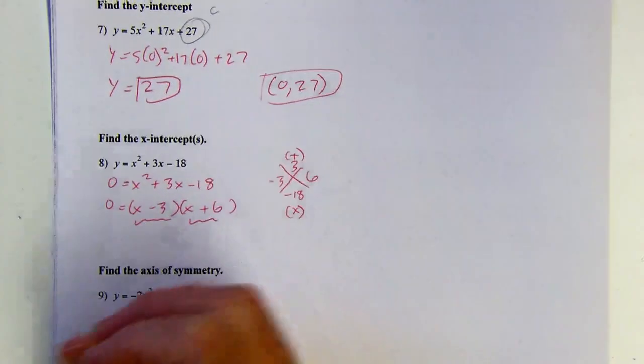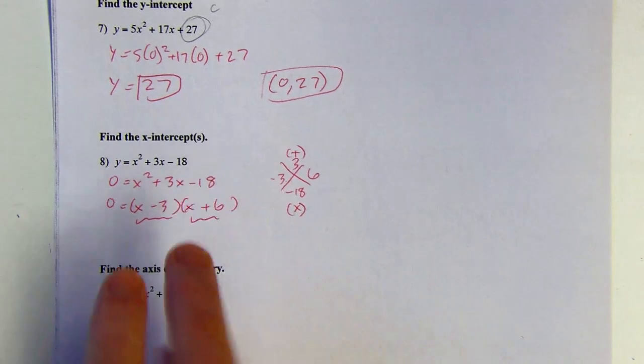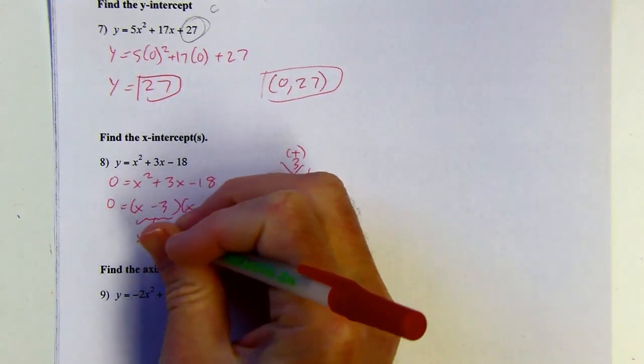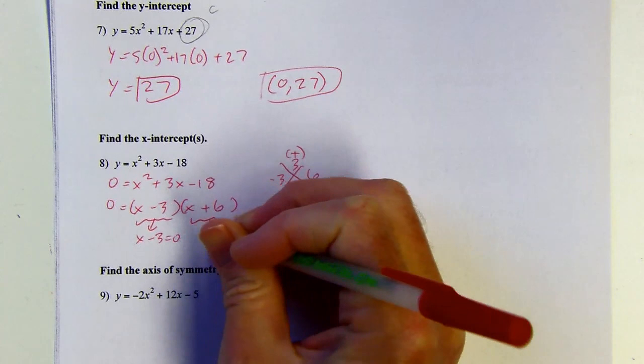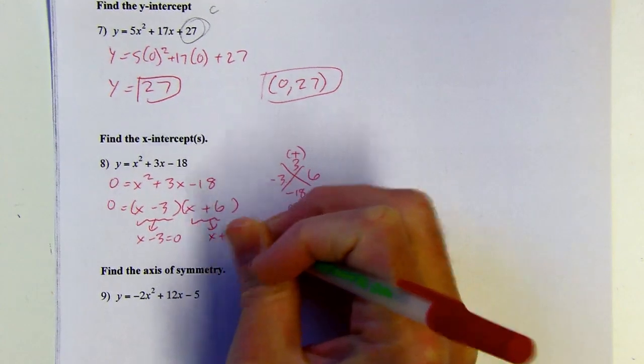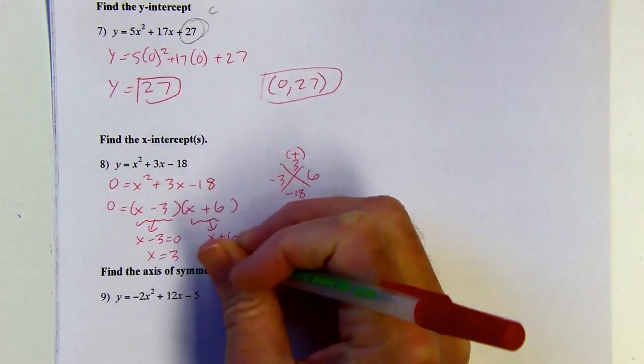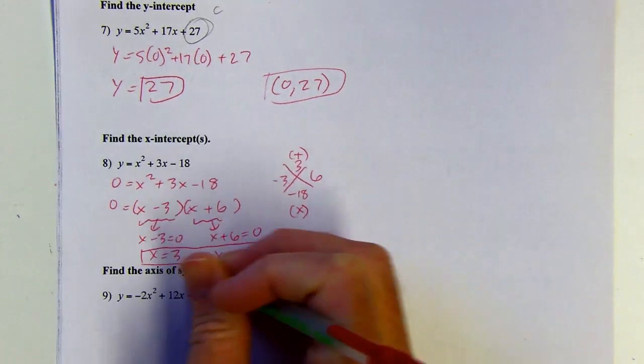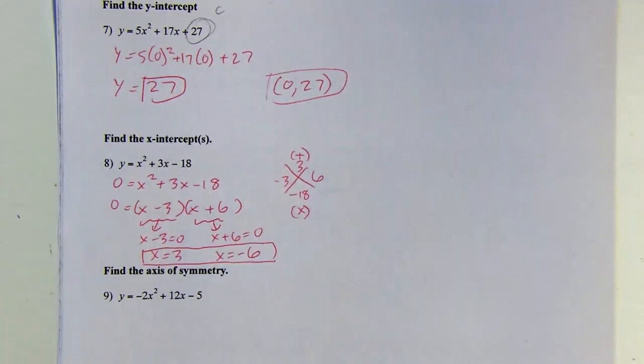But now I've got to use the zero product property. So these two things multiply together to equal 0, so one of them has to equal 0. Either x minus 3 equals 0 or x plus 6 equals 0. And that means x would equal 3 or x would equal negative 6. This has two x-intercepts, which makes sense for a parabola. It can definitely cross the x-axis twice, right?